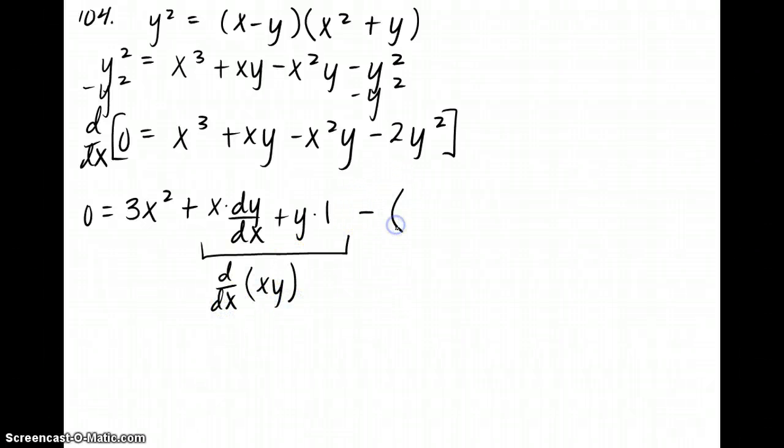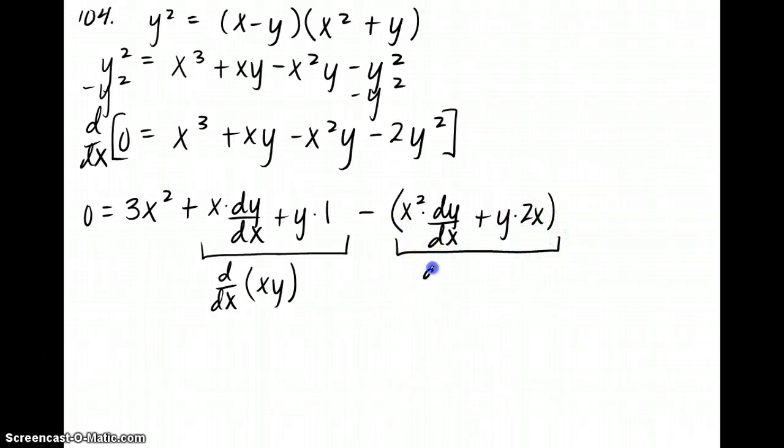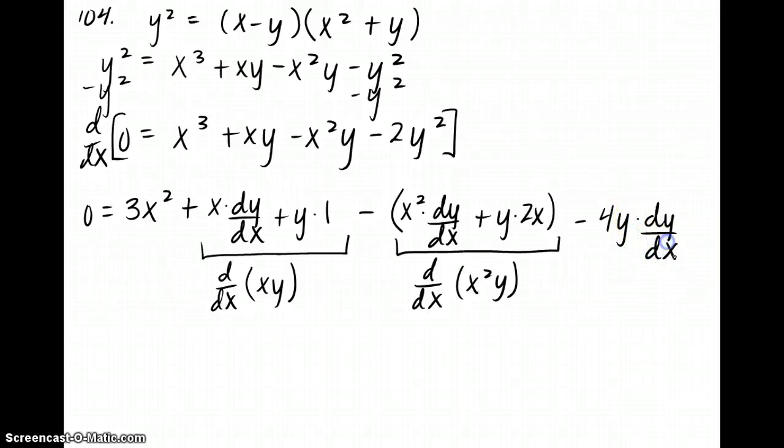Now I'm going to subtract the derivative of x squared y. First times the derivative of the second plus second times the derivative of the first. So this is the derivative using the product rule of x squared y, minus 4y times dy/dx. So that's the derivative of the negative 2y squared term.